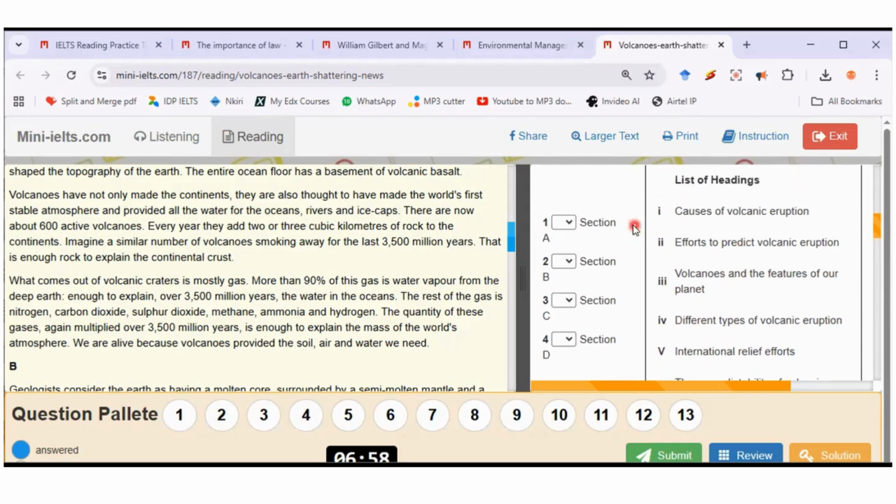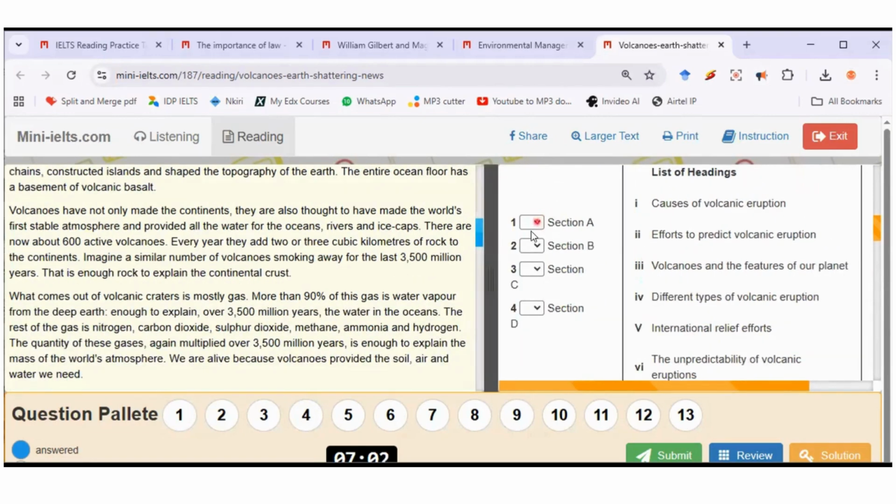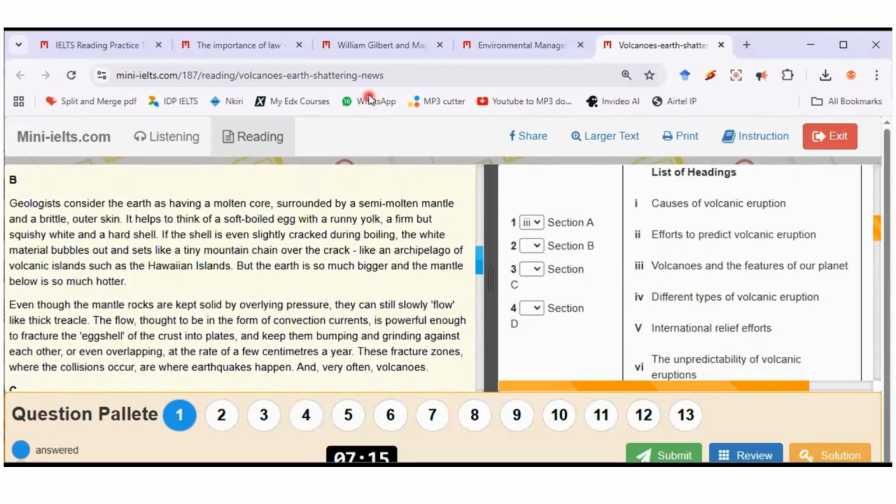Okay? How many of you agree with me? Let me know if you agree with me. If you agree with me that number 3 is the correct answer, let me see your response. Say, yes, I agree. I believe number 3 should be the answer. Volcanoes and the features of our planet. So let me move on to paragraph B now, or section B. Let's move on to section B.